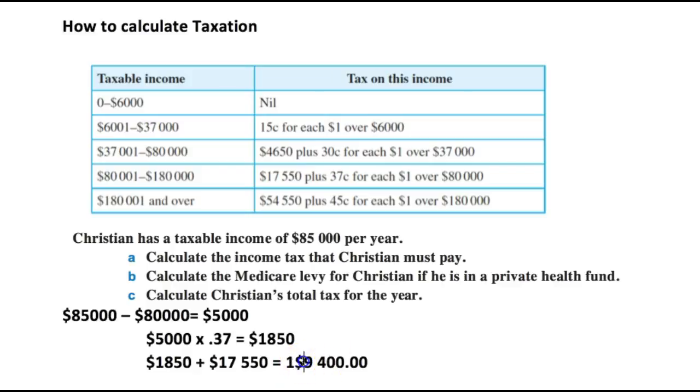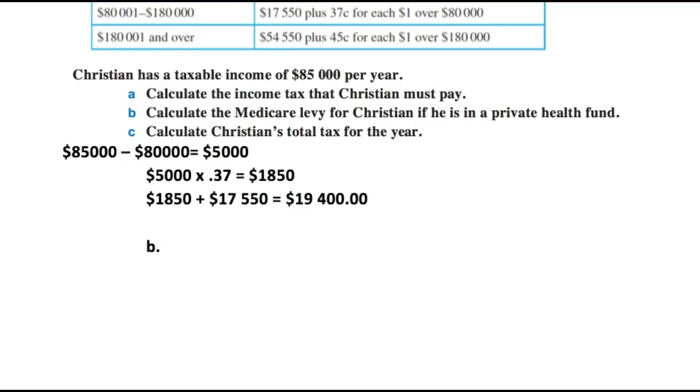Okay, so that is how we use our tax tables in 3 steps. Work out which bracket, find out how much over the lower limit they are, times it by the number of cents per dollar. Remember to put it into decimals, then add that extra bit just there, and that's how much he gets taxed.